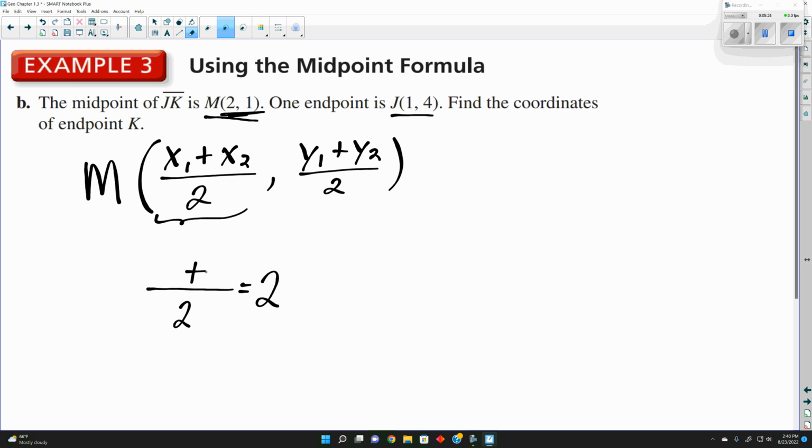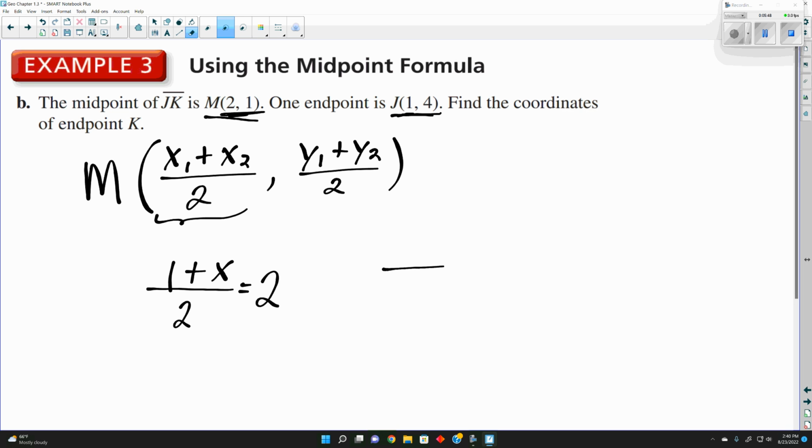Did they tell us what one of the endpoints was? Yeah, 1, 4. So one of the x values is what? 1. Do I know what the other one is? No, so we're going to call the other one x. So we're going to have to solve for the other one. And then we'll solve it out.